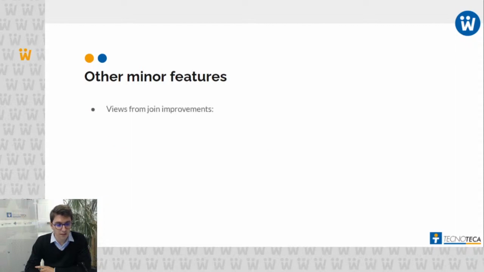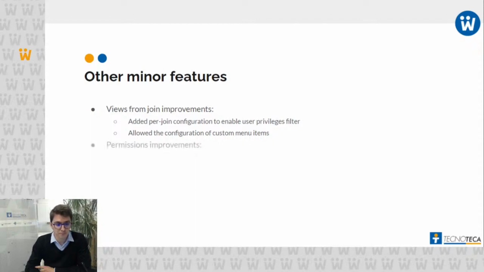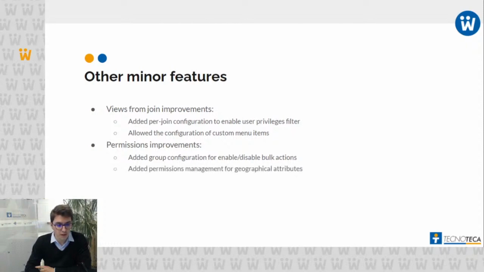Then we have made some improvements in views from join. We have added per join configuration to enable user privileges filter, or we have also added the configuration of custom menu items. We have improved the permissions, have added the group configuration for enable or disable the bulk actions, and we have also added permission management for the geographical attributes.